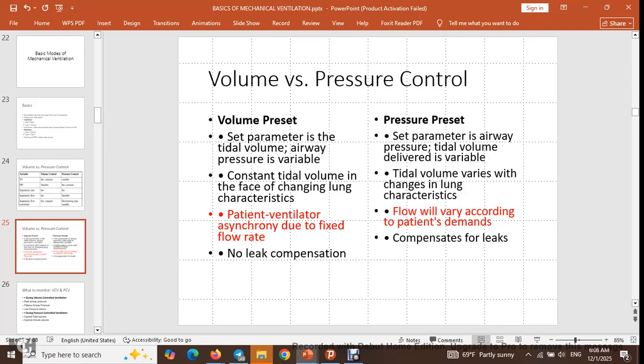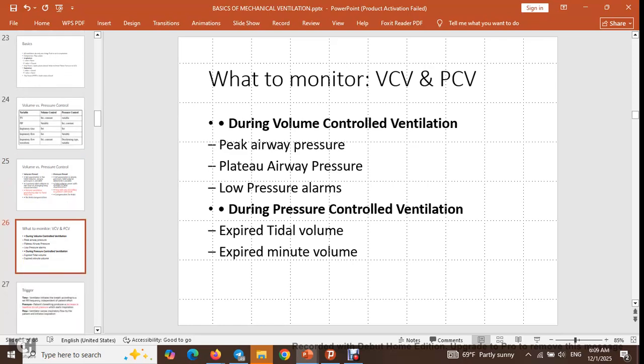In volume control, the set parameter is tidal volume, airway pressure is variable, and tidal volume is constant in the face of changing lung characteristics. In pressure control, the set parameter is airway pressure, and the tidal volume varies with changing lung compliance. So what to monitor: peak airway pressure, plateau pressure, pressure alarms, and also the low oxygen alarm and the like. During pressure control, you should also see the expired tidal volume and expired minute ventilation.